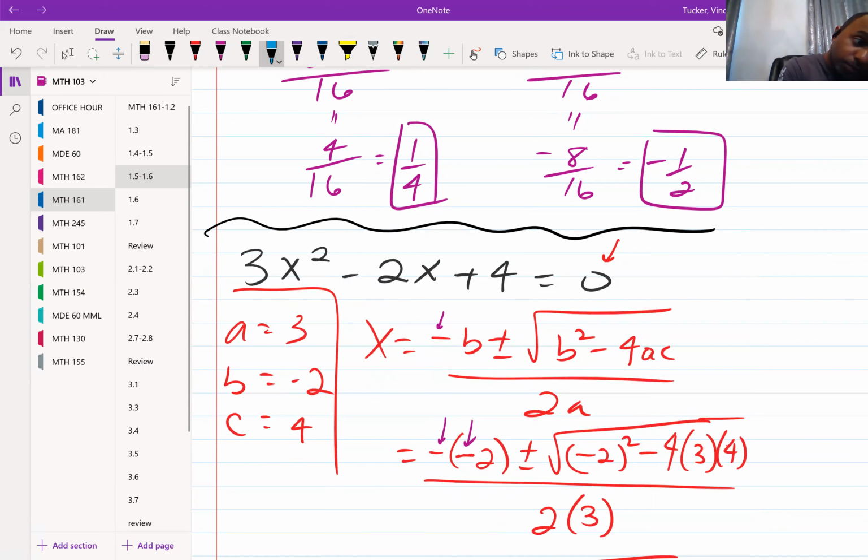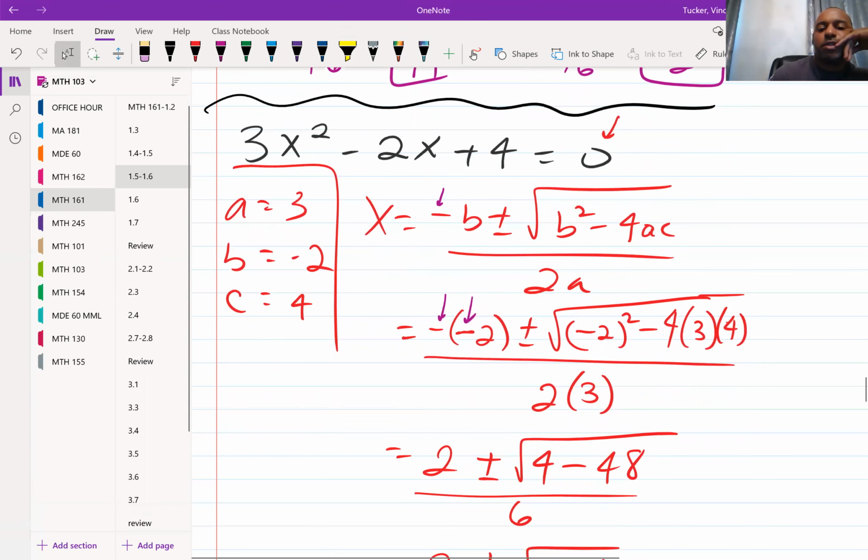Any questions? All right. So simplify, negative to negative turns positive. So now it's positive 2 on the inside. Inside of the radical, negative 2 squared is positive 4. Here, negative 4 times 3 is negative 12 times 4, which is negative 48.